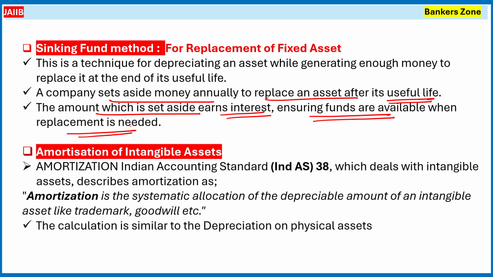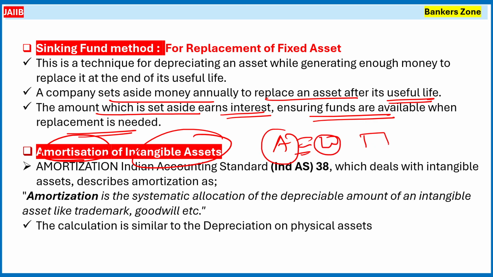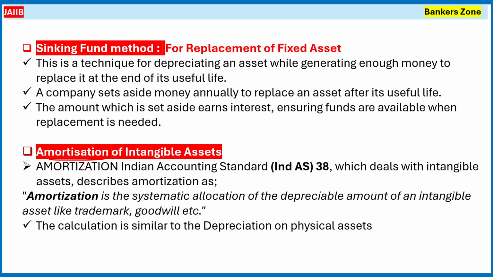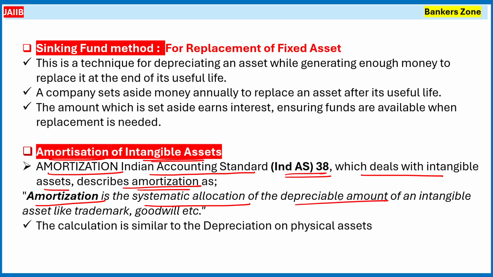Okay. Now next is the interesting concept, amortization of intangible asset. What is amortization of debt? Amortization of a loan means how you are doing the repayment, and when it decreases your loan, it will reach zero. It is simply the repayment. Okay. What is amortization of intangible asset? See, amortization in the Indian accounting standard Ind AS 38, which deals with intangible assets, is described as the systematic allocation of the depreciable amount of an intangible asset like a trademark, goodwill, etc.